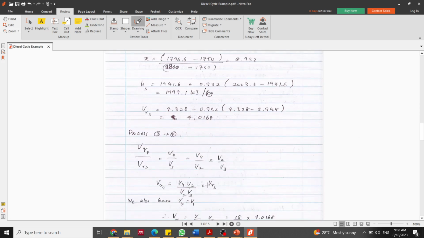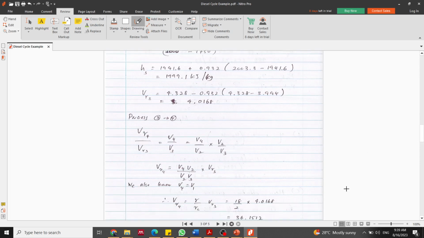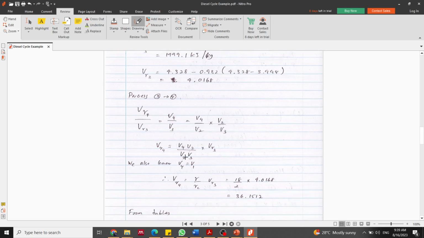Since we know VR3, again we can formulate using the compression ratio. VR4 divided by VR3 equal to V4 divided by V3, and again we can incorporate V2 in between: V4 divided by V2 multiplied by V2 divided by V3. So we can calculate VR4 equal to V4 over V2 times V2 over V3, times VR3.